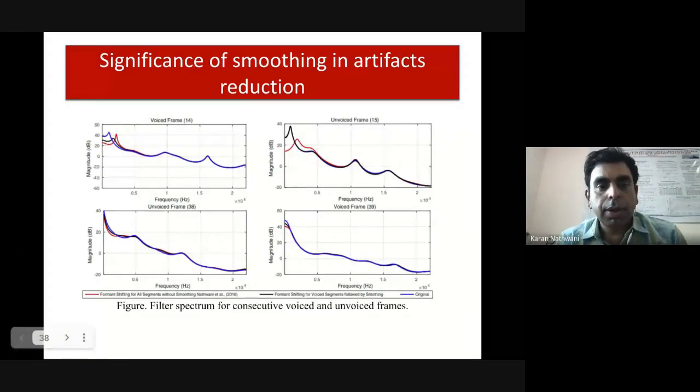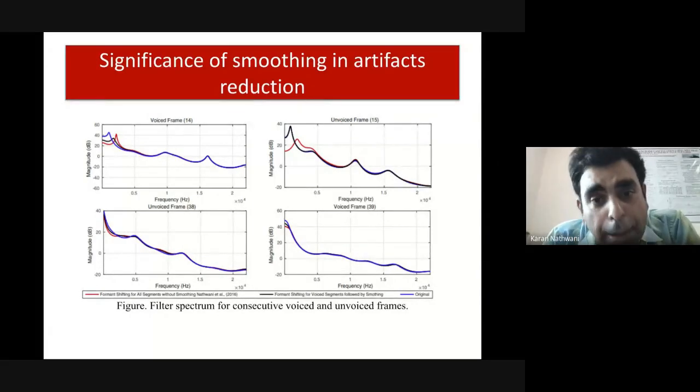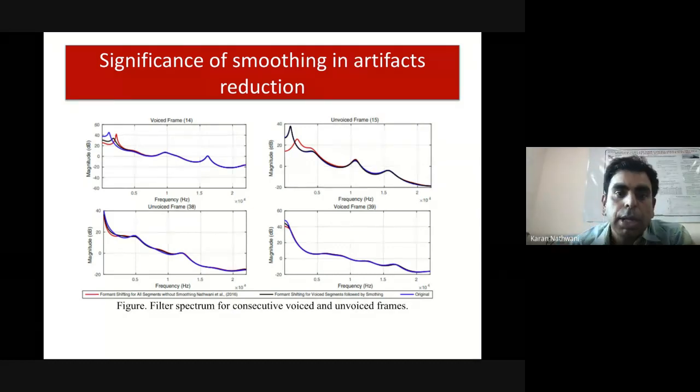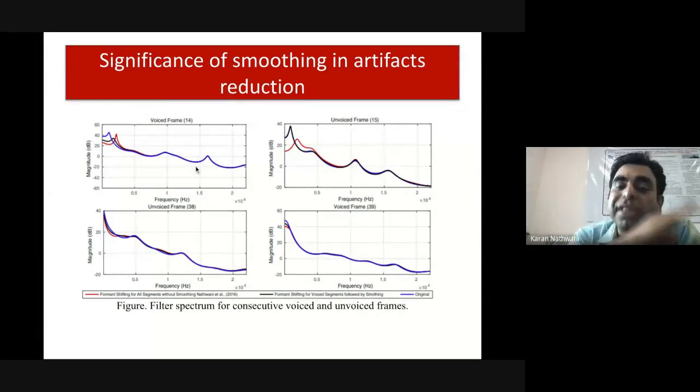Now another attempt was made to show whether there is a significance of smoothing in the artifacts or not. So we observed the transitions now.